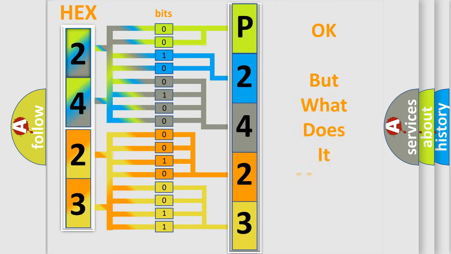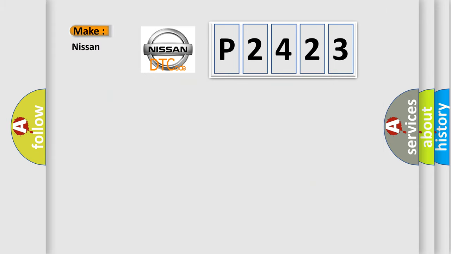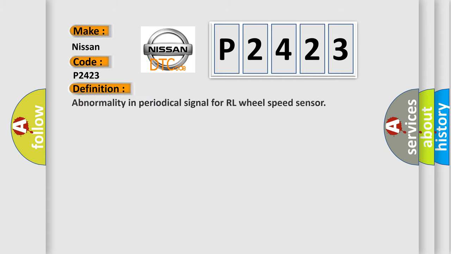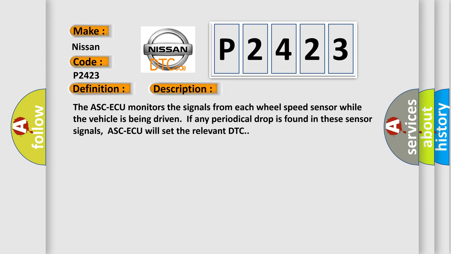The number itself does not make sense to us if we cannot assign information about it to what it actually expresses. So, what does the diagnostic trouble code P2423 interpret specifically for Nissan car manufacturers? The basic definition is abnormality in periodical signal for RL wheel speed sensor. And now this is a short description of this DTC code. The ASC-ECU monitors the signals from each wheel speed sensor while the vehicle is being driven. If any periodical drop is found in these sensor signals, ASC-ECU will set the relevant DTC.